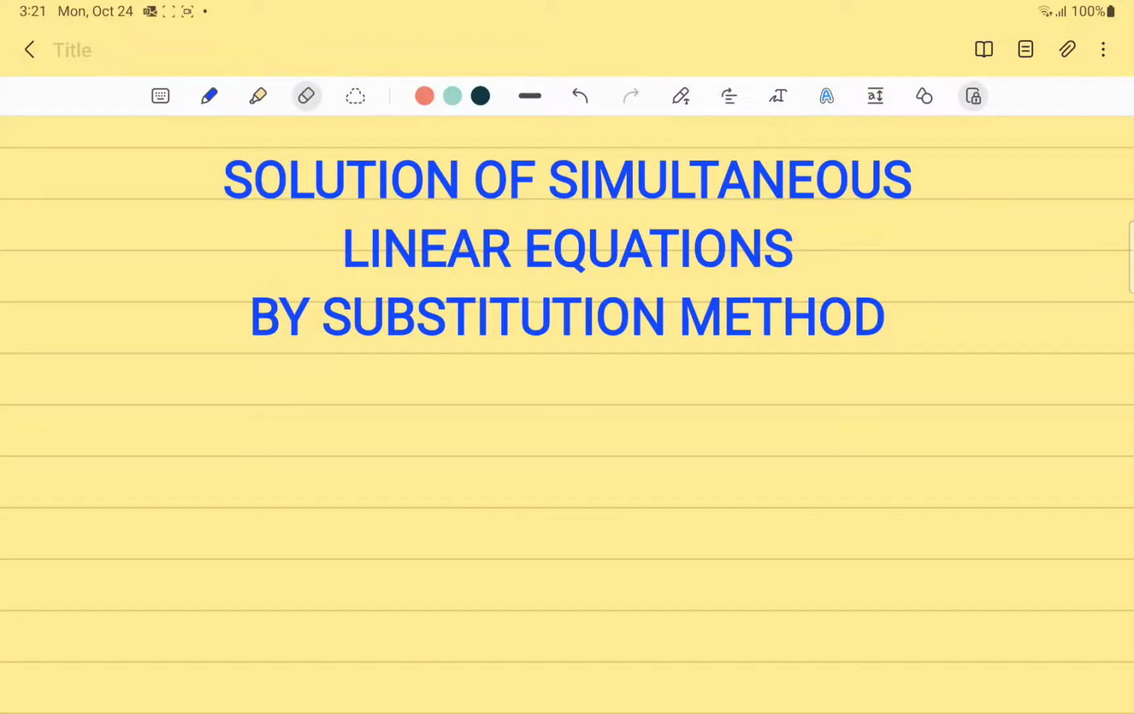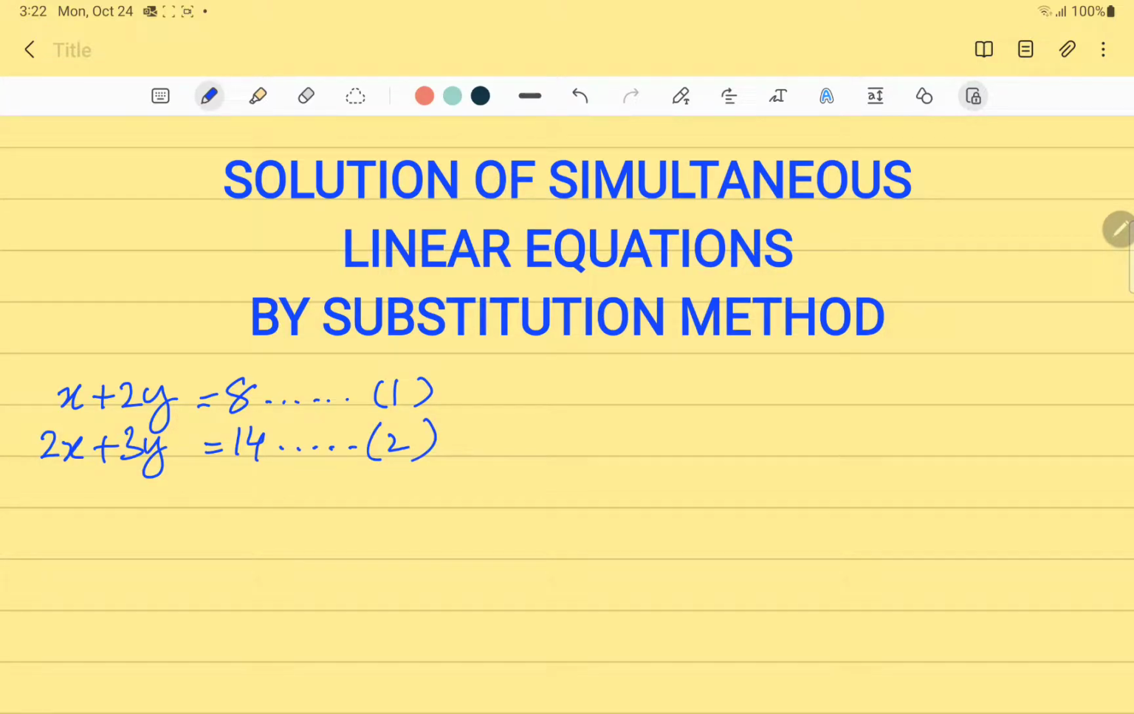In this video, we are going to solve two linear simultaneous equations with the help of the substitution method. So our given equations in this case are x plus 2y is equal to 8. We call this our equation number 1. And second is 2x plus 3y is equal to 14, and we call it our equation number 2.